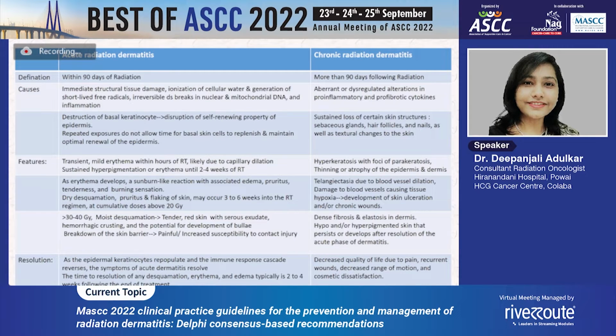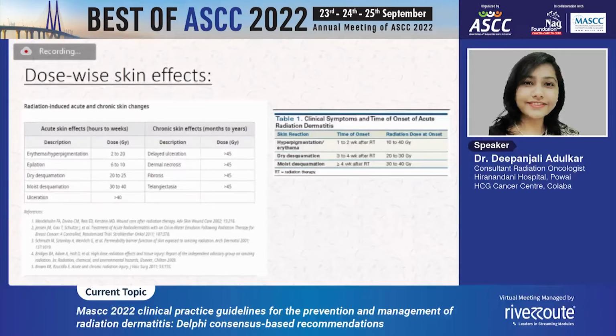It generally takes months to years for resolution, and it does lead to a poor quality of life. If you look at the dose-wise distribution, in chronic radiation dermatitis, the effects are generally seen if the doses are more than 45 gray. It is seen months to years later, and delayed ulceration, dermal necrosis, fibrosis, and telangiectasia are the features of chronic radiation dermatitis. If you look at acute radiation dermatitis, erythema and hyperpigmentation are generally seen within hours of radiation, up to 2 weeks, at radiation doses of 2 to 20 gray.